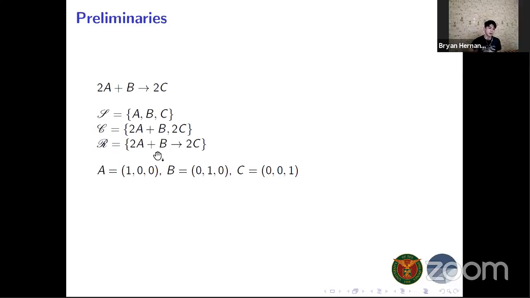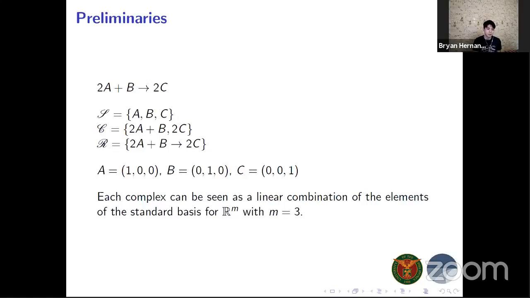We can actually associate A to be (1, 0, 0), B to be (0, 1, 0), and C to be (0, 0, 1). So we can write the complexes as linear combinations of these vectors, and these vectors are the standard basis for R cubed. Each complex can be seen as a linear combination of elements of the standard basis for R to the m. In this particular case, m is equal to 3. There are 3 species.